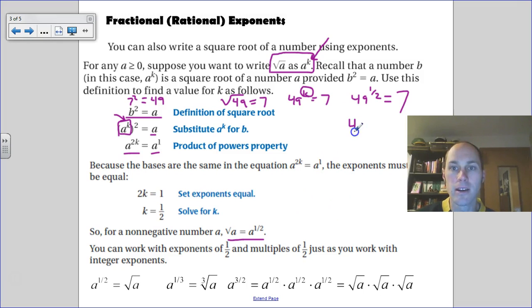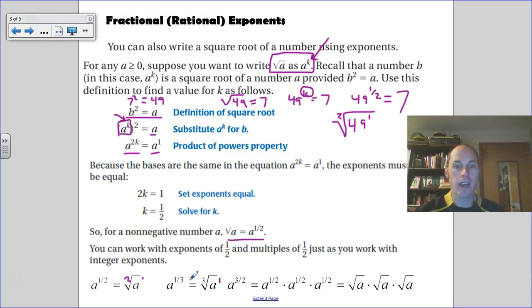Another way to look at that, 49 to the first power, and we take the square root of that, numerator, denominator, in that exponent. So here's some other examples of how that works. a to the half is a to the first, and take the square root of that. a to the 1/3 would be a to the first, the cube root of that. So the 1/3 exponent is the cube root.